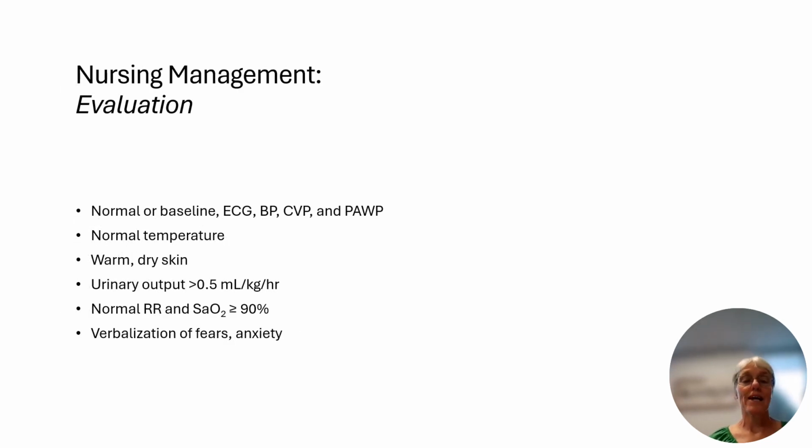So for your nursing management, what are you going to do? These are the things that you're going to evaluate. You've got to make sure you're looking at the baseline EKG, ECG, blood pressure, central venous pressure, pulmonary artery wedge pressure. Make sure that you're thinking about the skin temperature. Are they progressing? What's the urine output? What's going on with that?